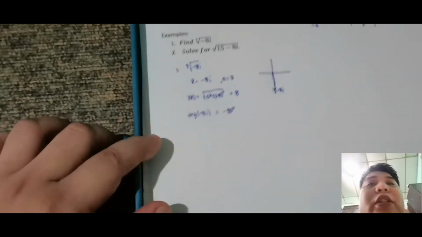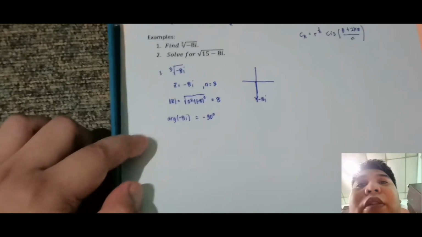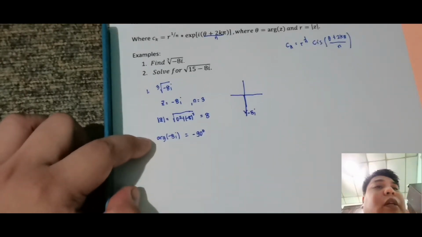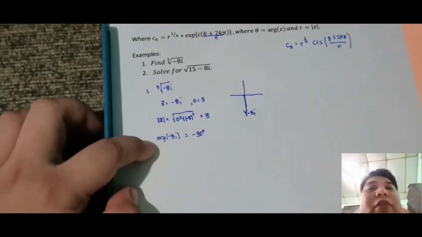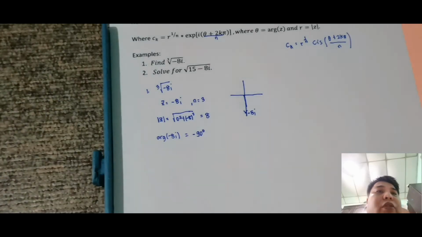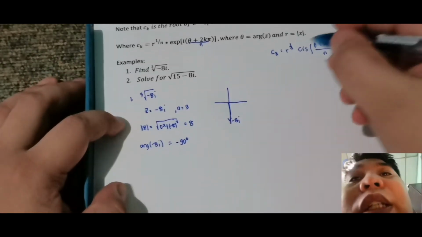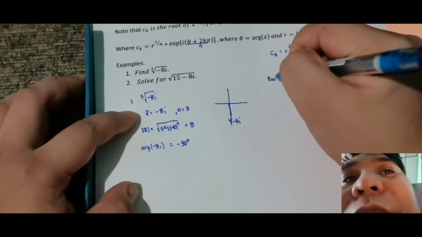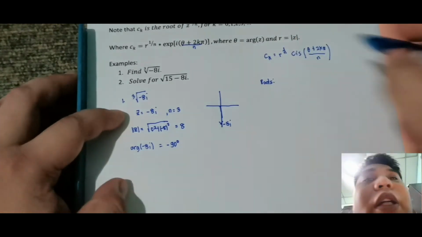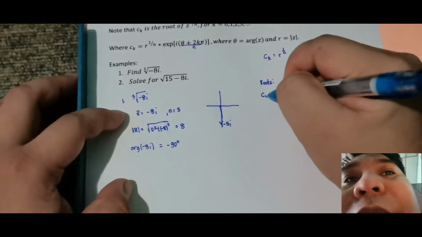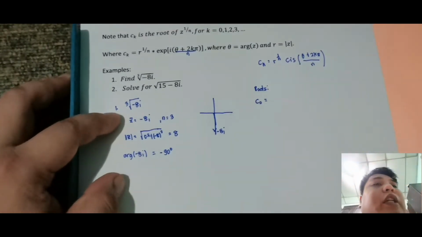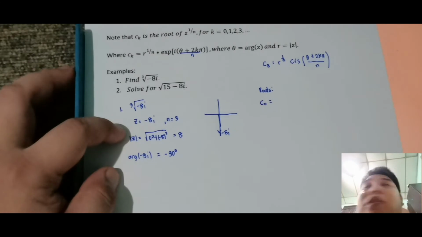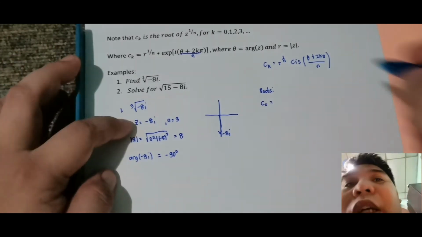So, how do we solve it? We already have n, right? We have the modulus, we have the argument. So, we can solve all the values. So, where do we start? C sub 0, C sub 1, then C sub 2. Okay, so let's start with C sub 0. So, solution, these are the roots. Okay, so C sub 0, if you have C sub 0, that is equal to r raised to 1 over n. What is r? The modulus.